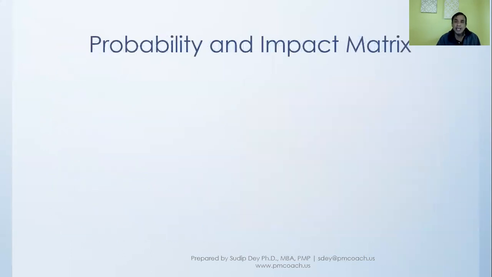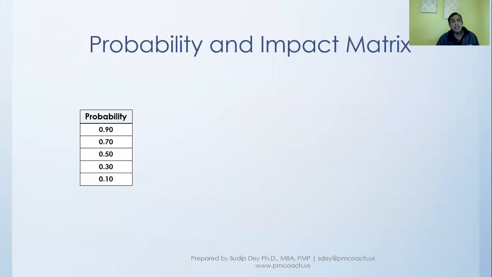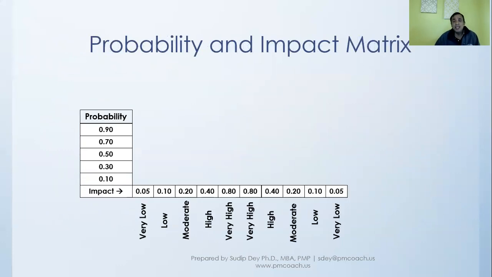So let's take an example. Let's say we put on the y-axis the different levels of probability, or the probability scale. And on the x-axis, we put the impact scale. So impact, again, goes from very low to very high. And for probability, we are saying it goes from 0 to 0.9. This is the matrix that we are going to create. Now, on one side, it will be threats. On the other side, it will be opportunities.